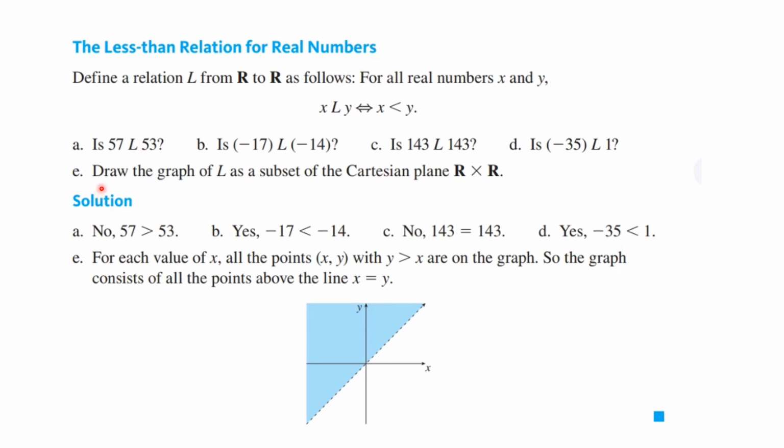And in part E, we're to draw a graph of L as a subset of the Cartesian plane R cross R. So this is the x-axis, this is the y-axis. This is the set of all points where y is bigger than x. So here's the line y equals x. Points on that line are not included because it's dotted, but everything above it is. So that is the shading of that relation.